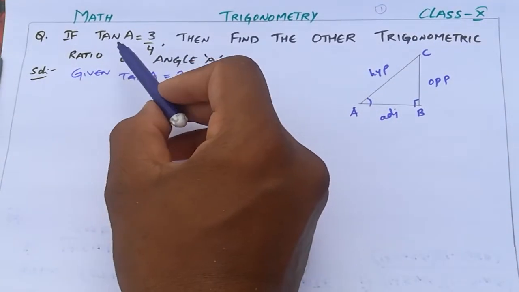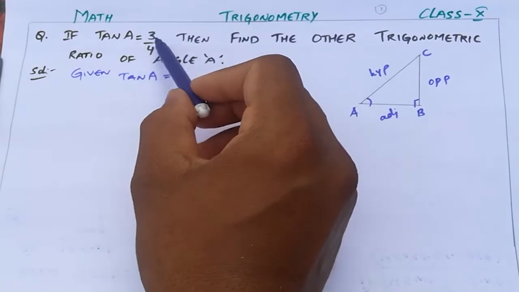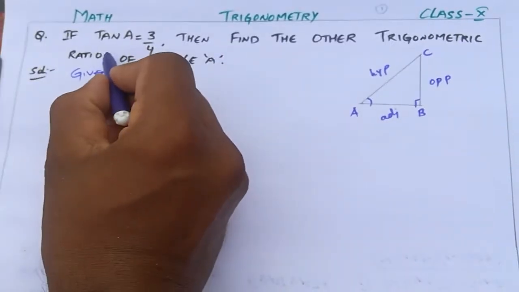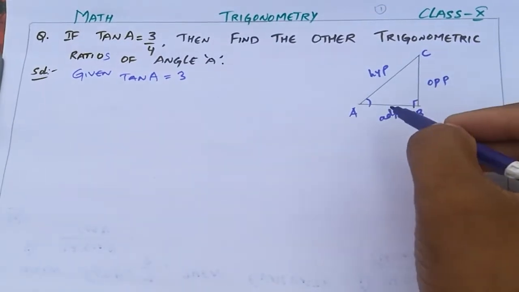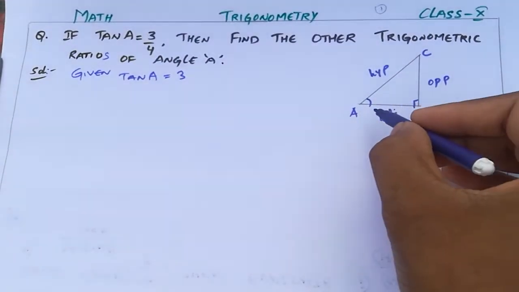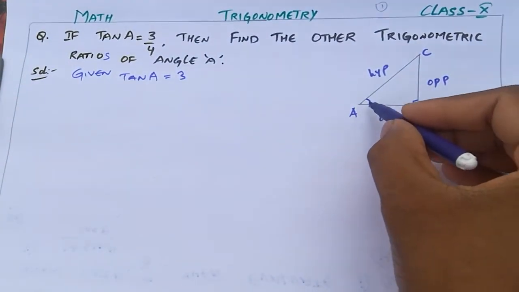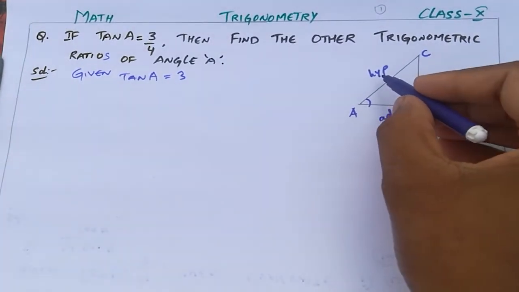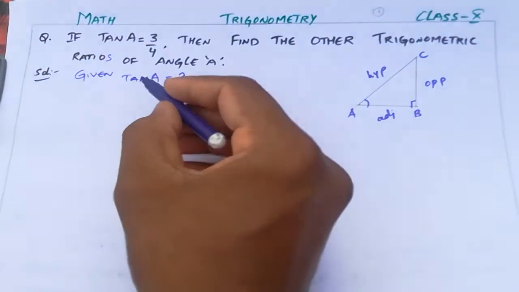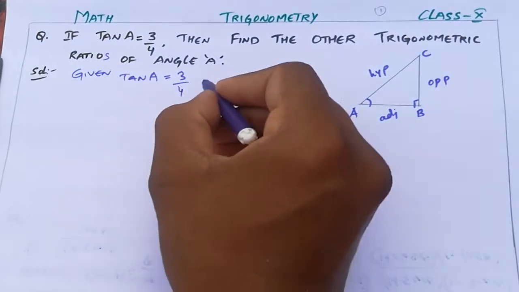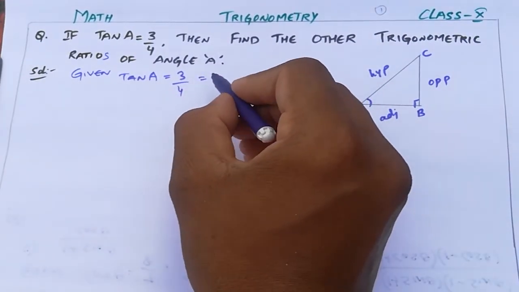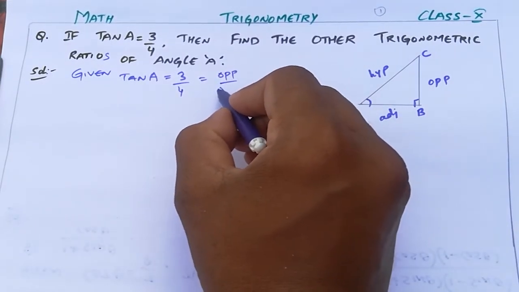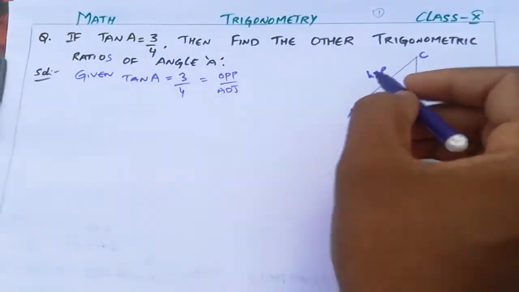So what he given in the question: if tan A equal to 3 by 4, then find the other trigonometric ratios of angle A. So I am taking a right angle triangle. Let this be B, this is angle A. According to this angle, this is the opposite side, this is the adjacent side and this is hypotenuse. He given tan A equal to 3 by 4. But what is tan A? I said sine by cos, that means opposite by adjacent. So these are the ratios.